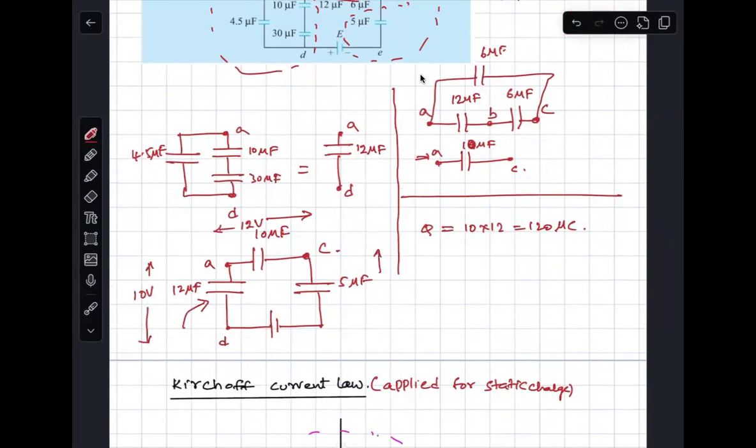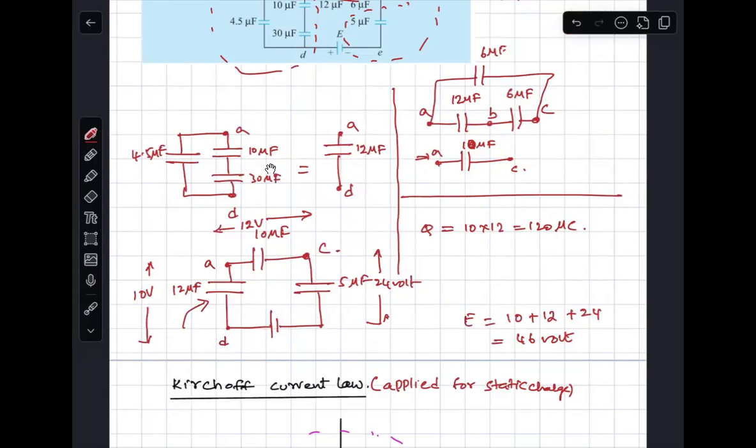Now, what is going to be the drop here? 120 by 5, 24 volts. Now I got the point. So the total EMF is 10 plus 12 plus 24. How much is this? The total value of that arrangement is 46 volt.